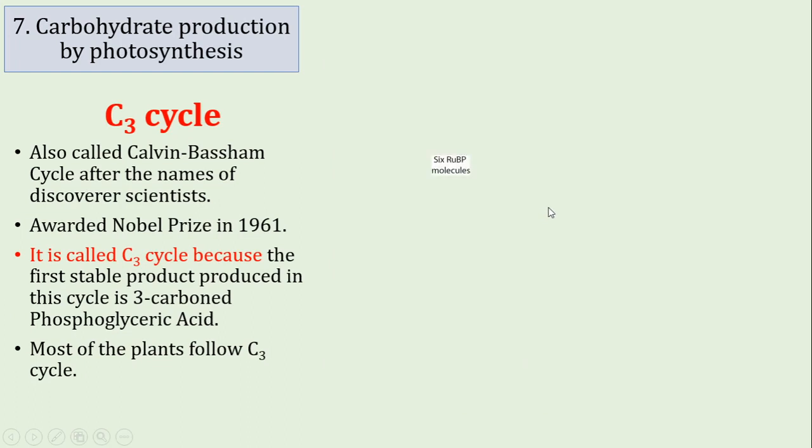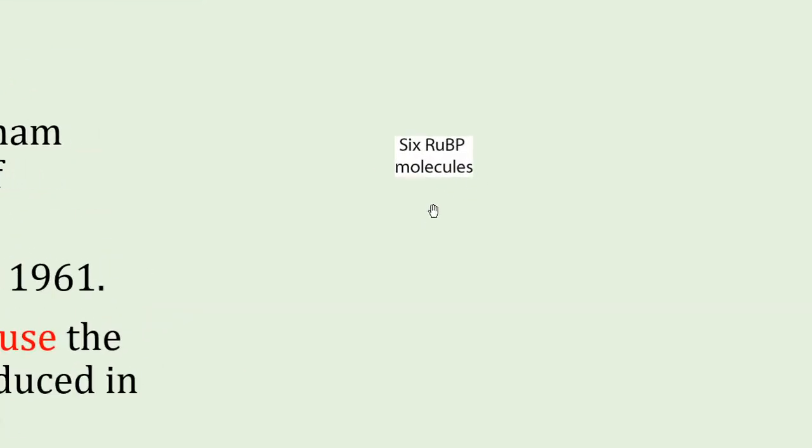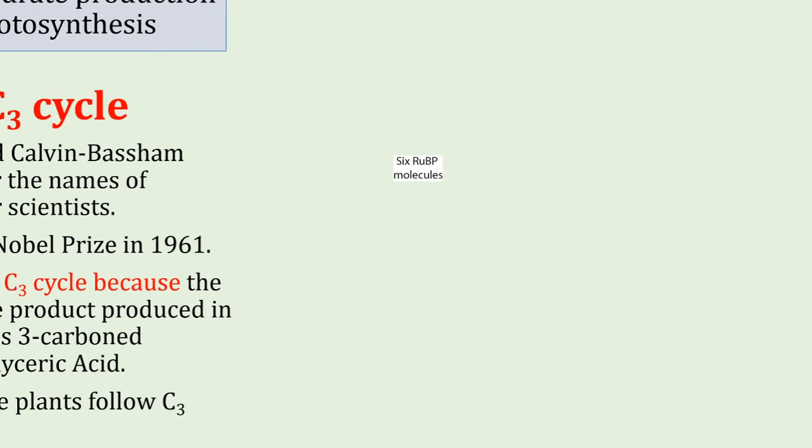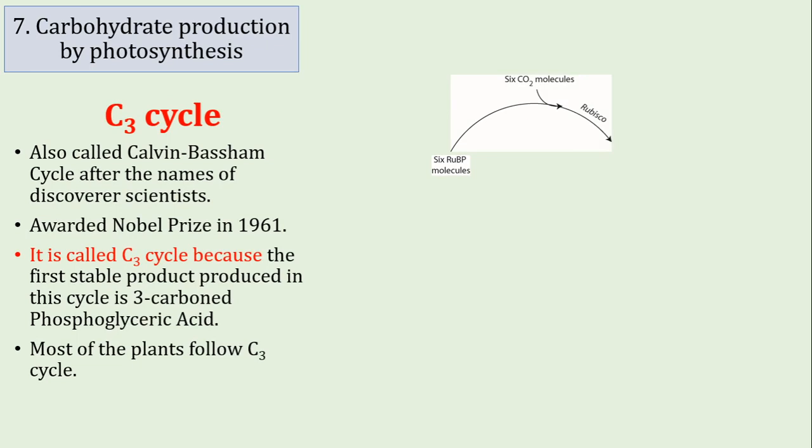Now how the C3 cycle starts? The C3 cycle starts from the precursor molecule called RuBP. RuBP in full form, that is called ribulose 1,5-bisphosphate molecules. There are millions of RuBP molecules present in the stroma in a chloroplast. But for simplicity, we take 6 RuBP molecules to start the cycle. So 6 RuBP molecules, precursor molecules, attach with 6 carbon dioxide molecules.